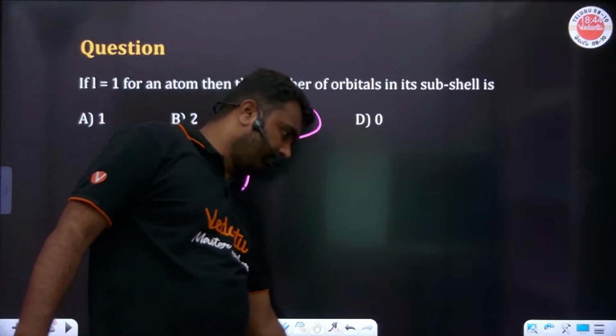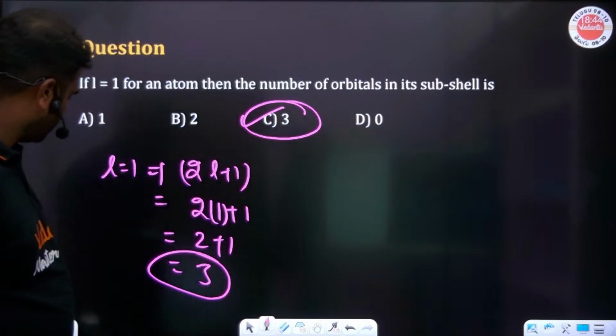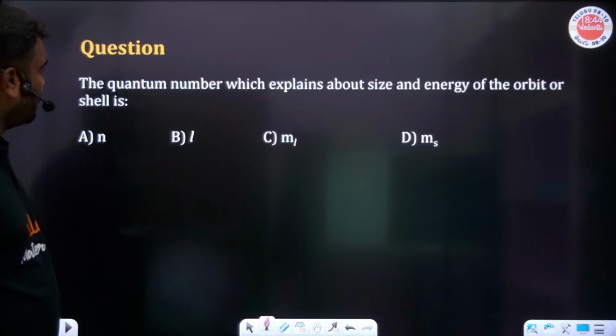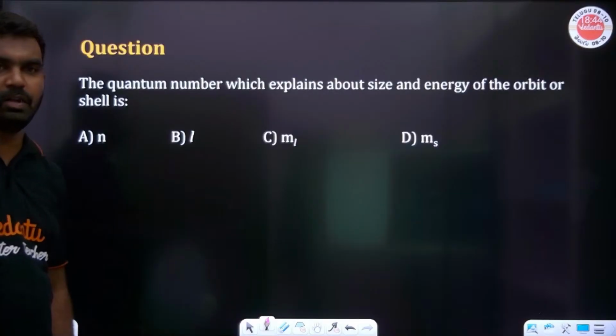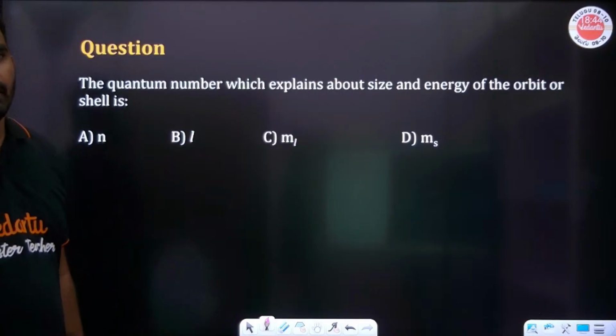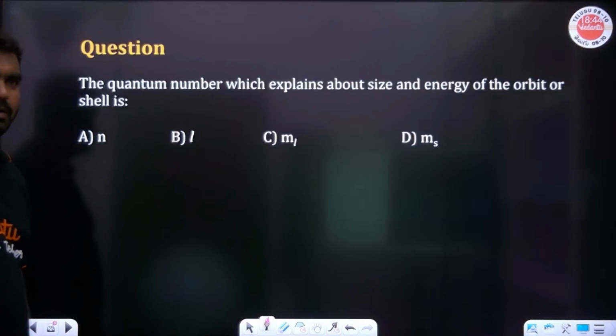Last question. The quantum number which explains the size and energy of the orbital or shell is?